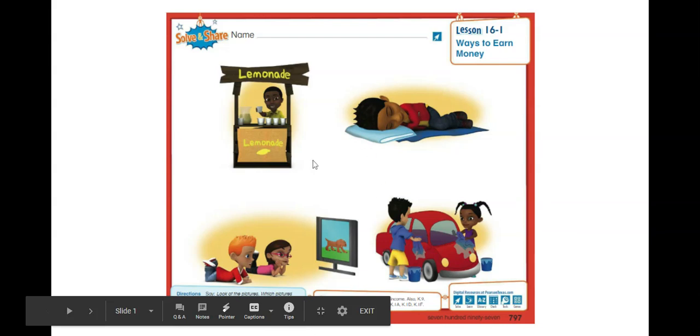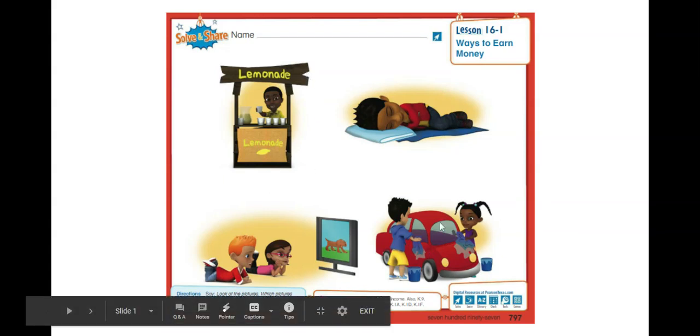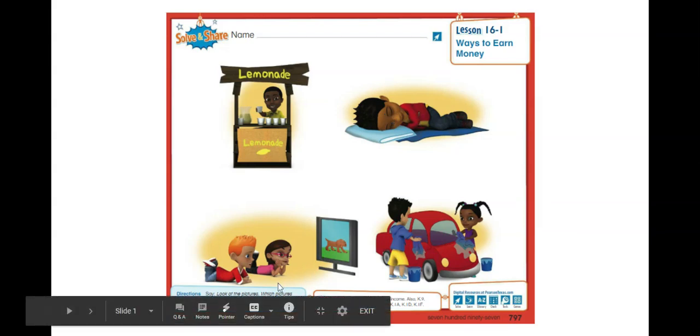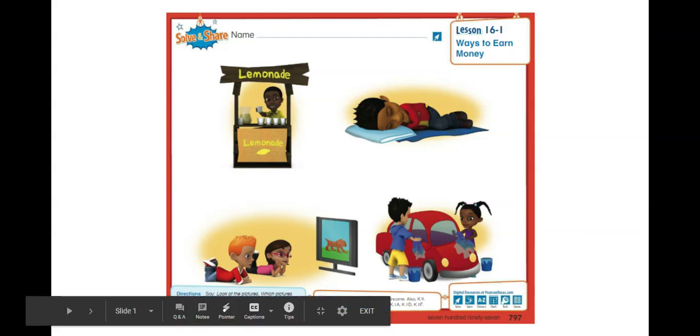If you have your workbook with you, I want you to take a pencil or crayon and circle. I can see this student is selling lemonade, so he is going to make money by selling lemonade. And then these two kids are washing a car, so they are going to make money by washing the car. The student is not earning money because he's just taking a nap. And these two kids are just watching TV, so they are not earning money in any way.